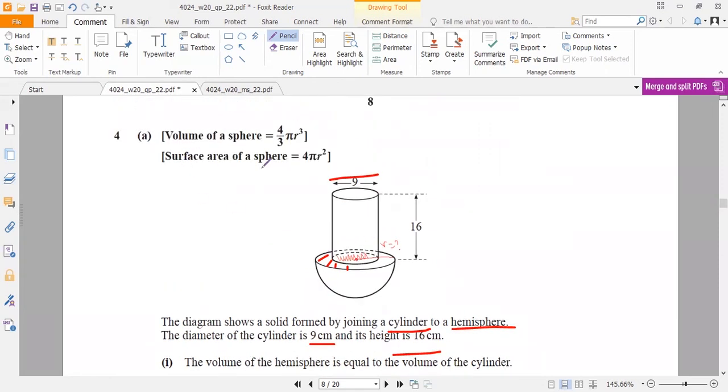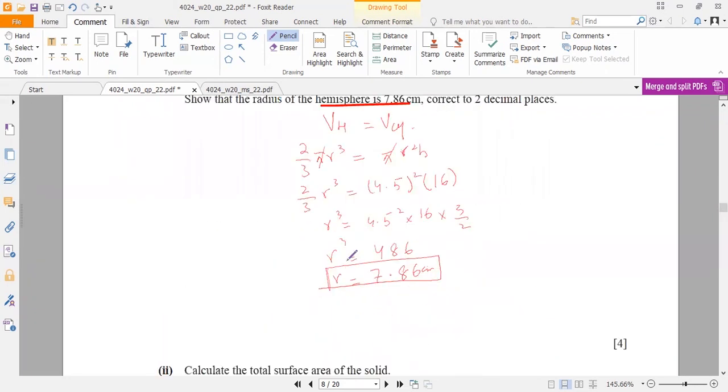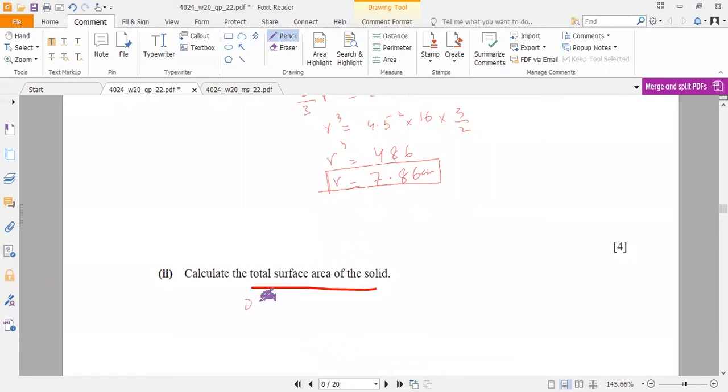So what is the surface area of a sphere? It is 4 pi r squared. So for the hemisphere, it will be 2 pi r squared, plus the circle of the sphere, that is pi r squared, and we need to subtract the circle of the cylinder from it, so it will be pi r squared of the cylinder.